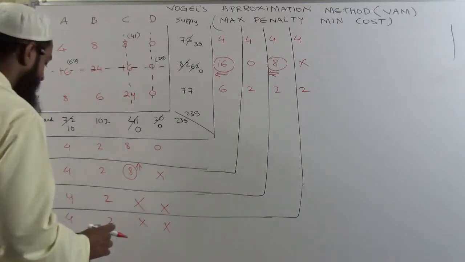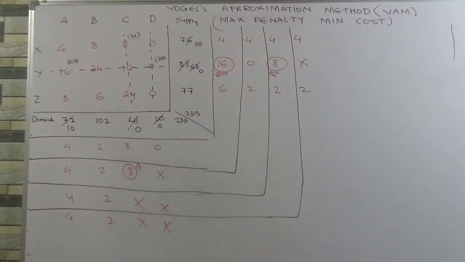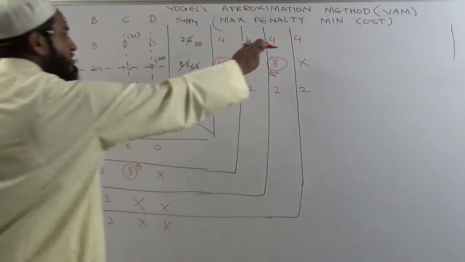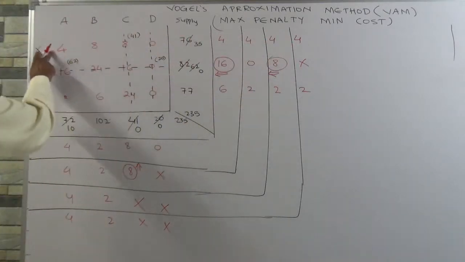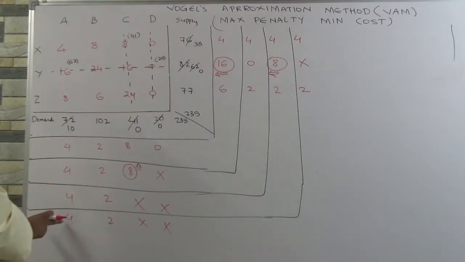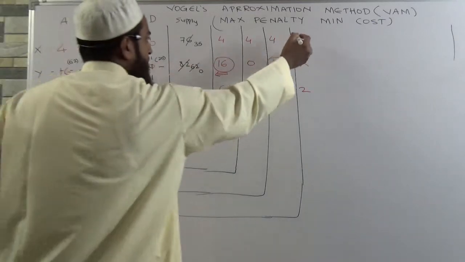Now when you have two penalties which are the same, which one do you choose? You choose the one wherein you can allot the maximum. So if I choose this 4, the minimum cost is over here. I'll be allotting 10 and 35. I'll be allotting 10. And if I choose this 4 also, I'll be allotting 10. So choose any one. So let's choose this one.